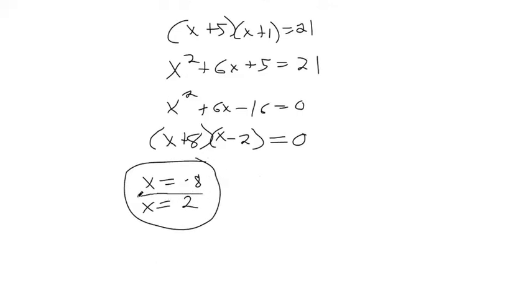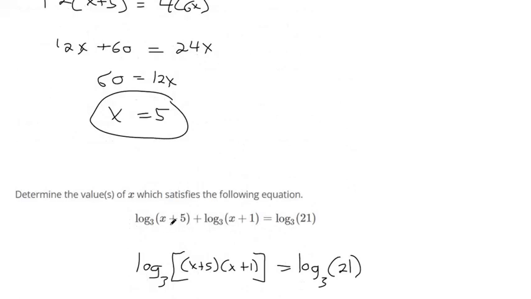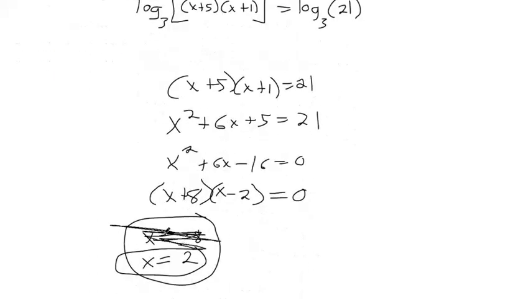Sorry, I made a mistake. I think this is going to be the only solution, not this one. The reason is because if you plug negative 8 back into this original expression, negative 8 plus 5 is negative 3, and you can't evaluate a logarithm of a negative number. Okay? In other words, there's no power you can raise 3 to that turns it from positive to negative. So watch out for that. The argument can't be negative in the logarithm, so that's why I had to exclude negative 8. Sorry, I forgot about that.